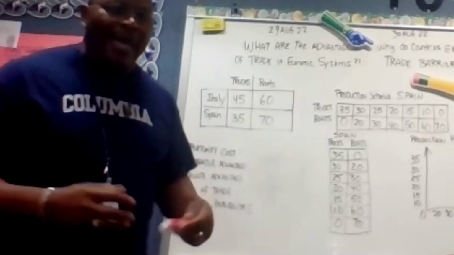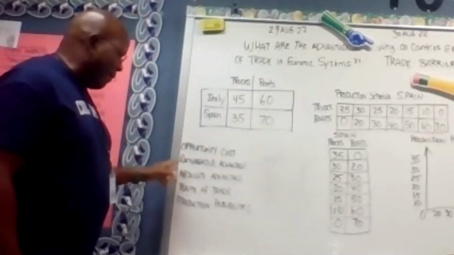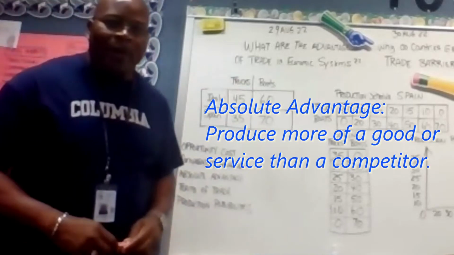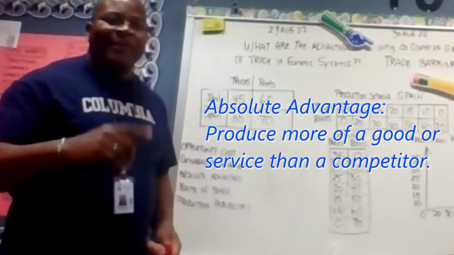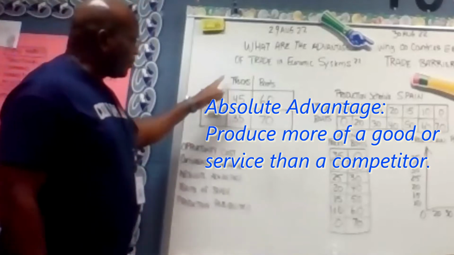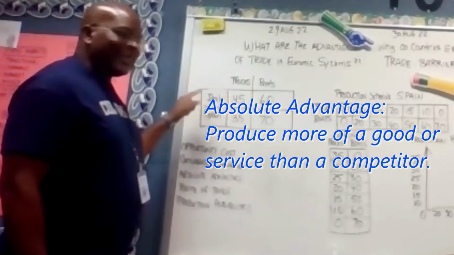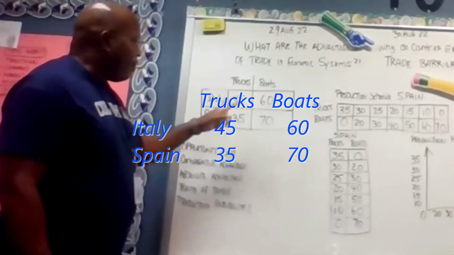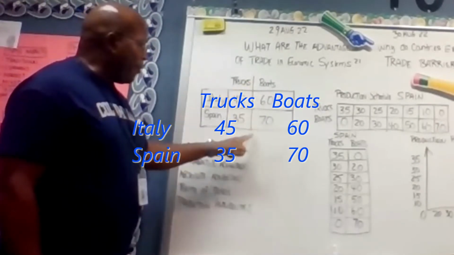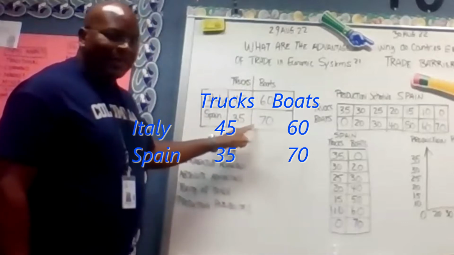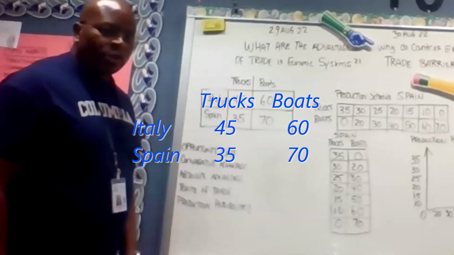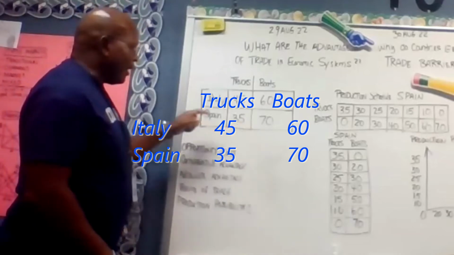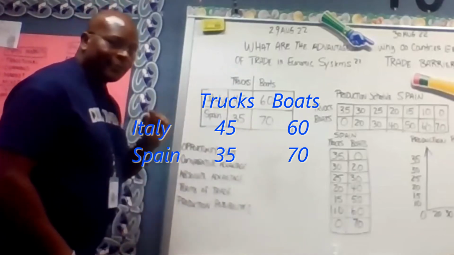Now, we're going to look at absolute and comparative advantage. What's absolute advantage? Absolute advantage is when you can make more product than your competitor. When it comes to trucks, for instance, Italy has an absolute advantage because they can make more at 45. When it comes to boats, Spain can make more because they can do 70 instead of 60. So when it comes to absolute advantage, Spain has it for the boats, Italy has it for the trucks.